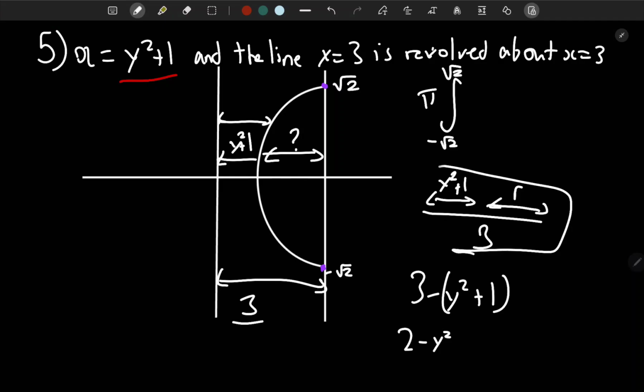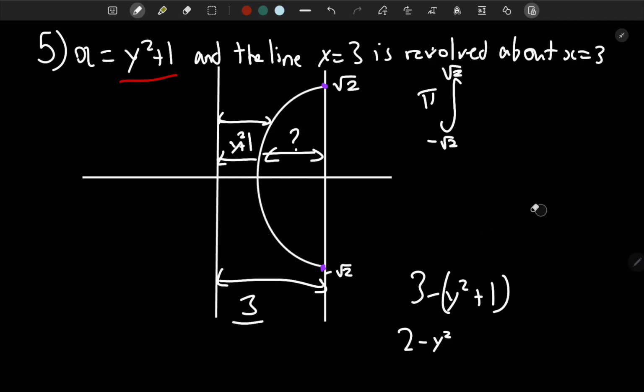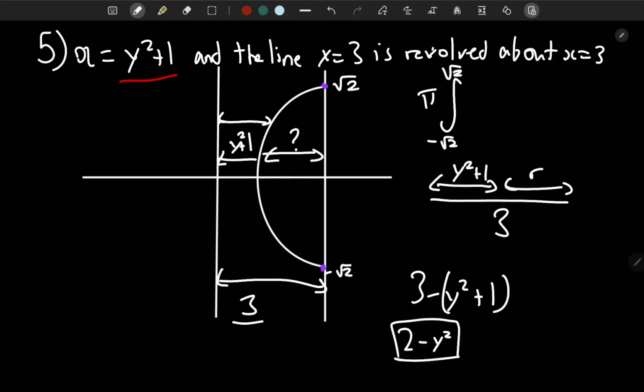And this is also very easy to understand here. You have the entire distance as 3. We know that this part, which keeps changing and is not a constant, is equal to y squared plus 1, and we want to find the question mark, let's say lowercase r. So it will be just 3 minus y squared plus 1, and this is the radius.